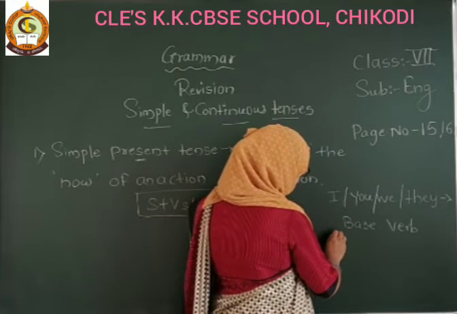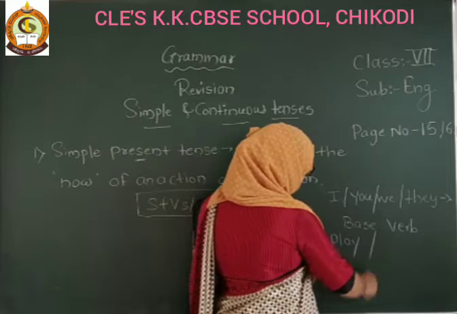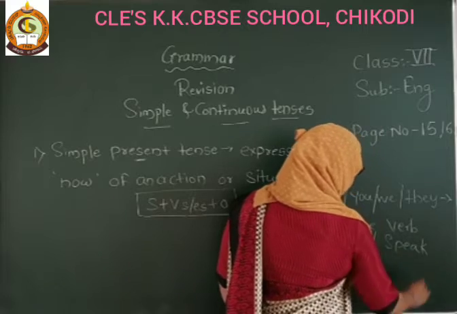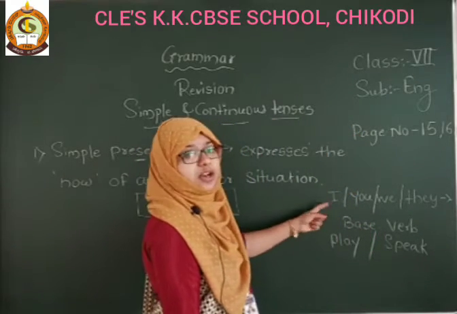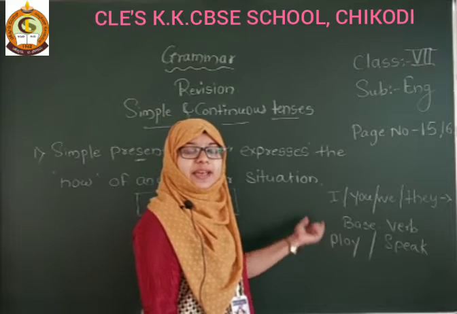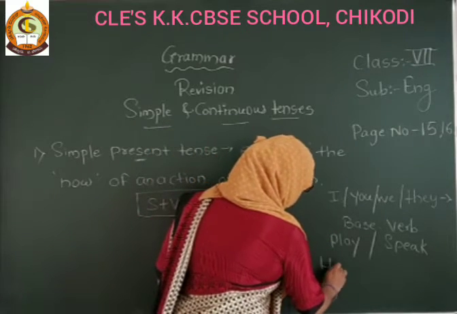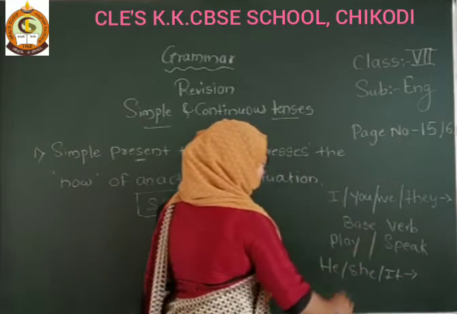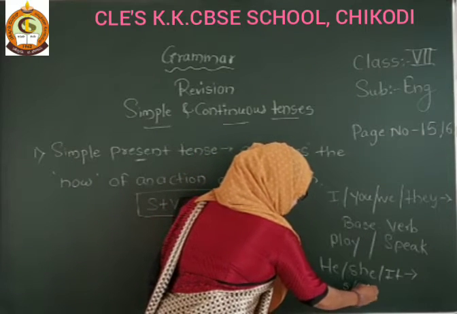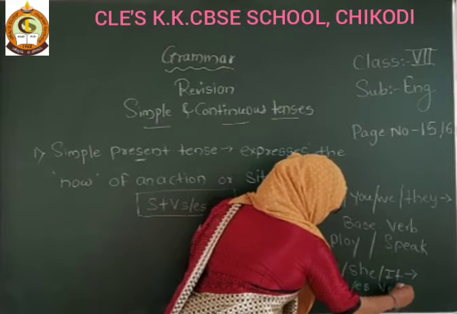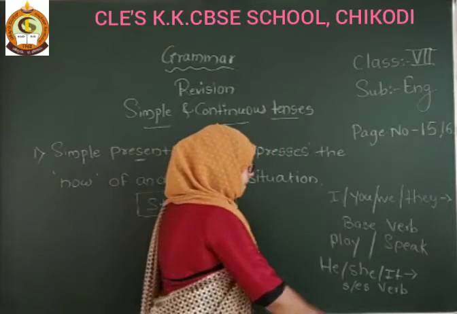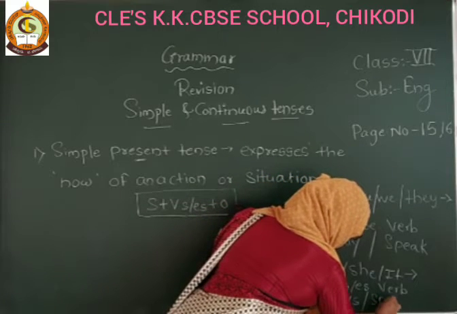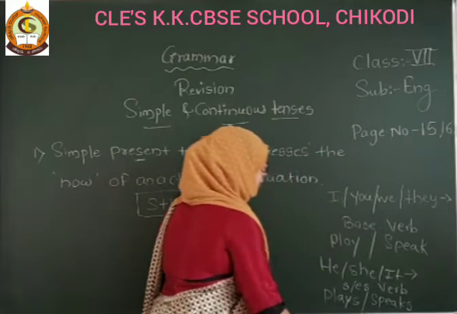Here one example: play. Next example: speak. As it is, we have to write. Why? Because here it is first person. When there is a third person, he, she or it, what do we have to do? We have to add s or es to the base verb. So play becomes plays and speak becomes speaks. Are you getting my point?